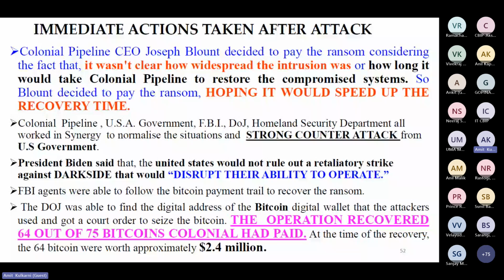So the 4.4 million dollars were given, but considering the strong US government support, with FBI, DOJ, and Homeland Security operations, and President Biden also being very active with his message that he can disrupt the ability of attackers to operate, a very strong signal was sent, and the same was done. Of the amount which was paid as ransom, 2.4 million was recovered.